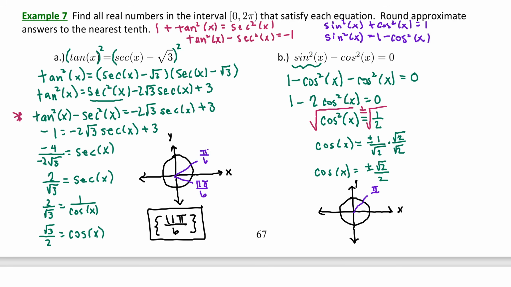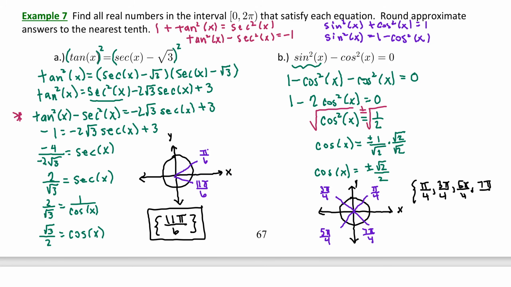So pi over 4 gives us a positive square root of 2 over 2 for cosine. 3 pi over 4, also 5 pi over 4 and 7 pi over 4. Because we didn't square both sides, I'm not concerned about extraneous solutions, but it's probably a good idea to graph the equation and make sure that we have found all of the solutions.